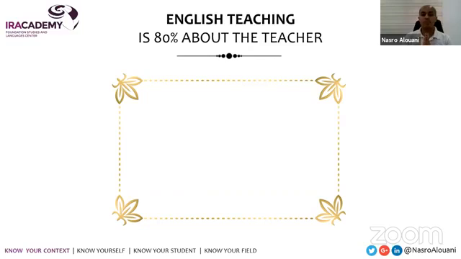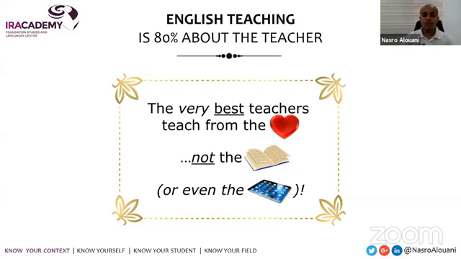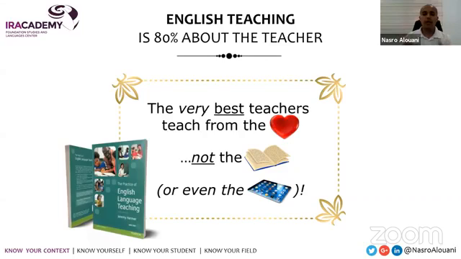So I would end up with this conclusion: English teaching is 80% about the teacher. Believe me, even in the 1990s, when I was taught, there was a crisis in Algeria. The curriculum was corrupt. The system was not really qualified to be good. But I had some really amazing teachers back then. They inspired me because the teacher is everything. Look at this quotation: the very best teacher teaches from the heart, not the book or even the iPod or whatever. So if you are a good teacher, you can make a good impression.